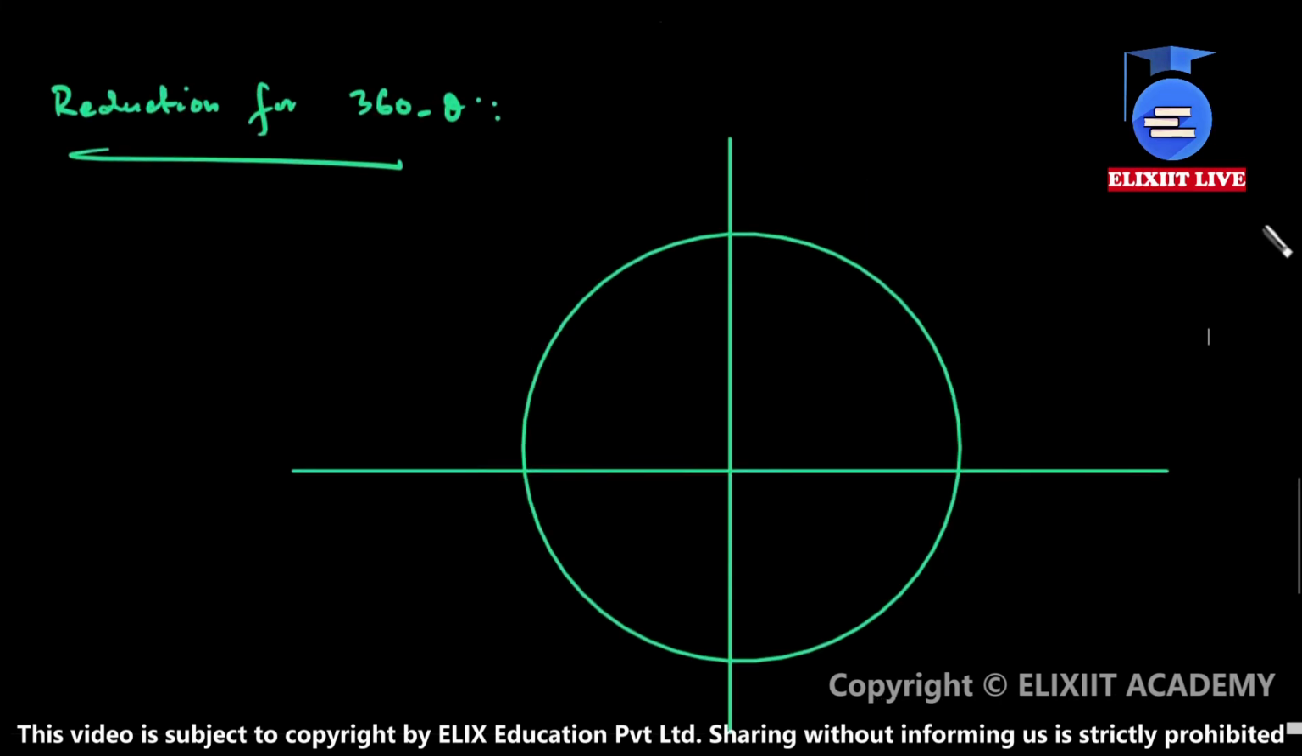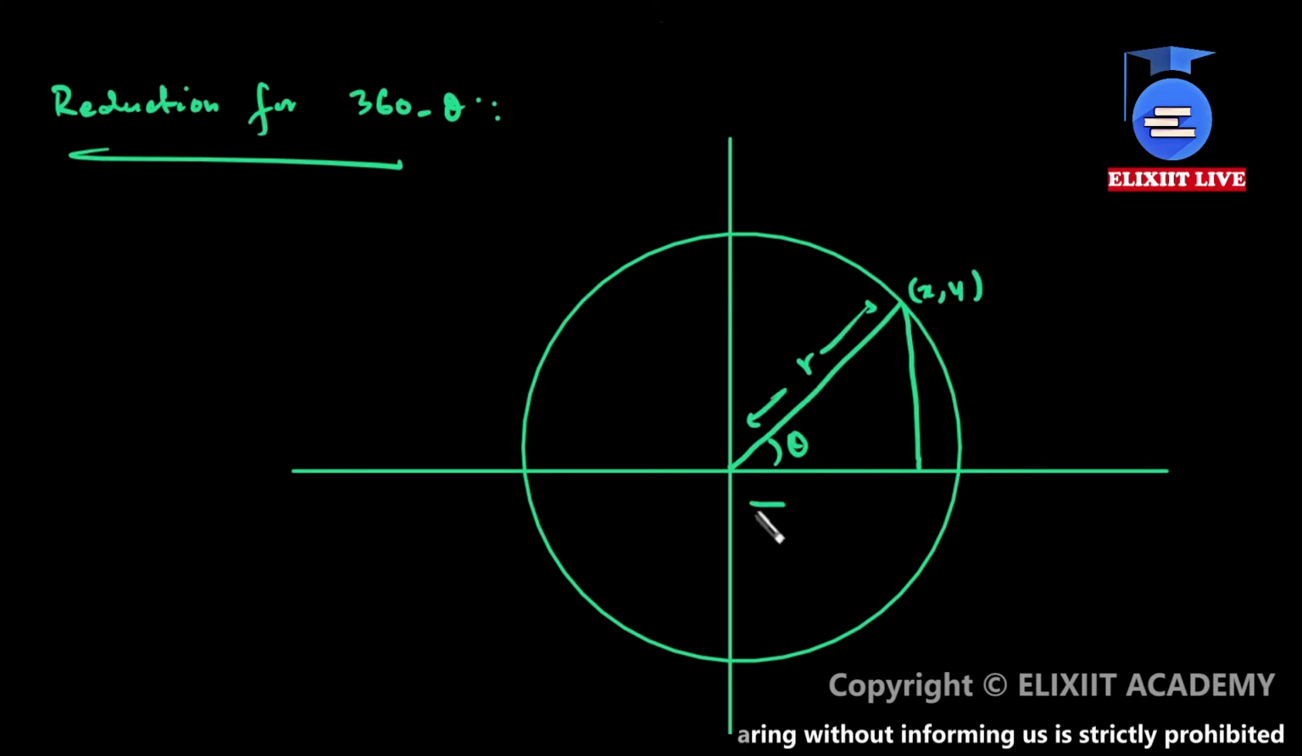Now come down to this: 360 minus theta, or 2 pi minus theta. First locate the angle. This is your radius in the first quadrant. You take the triangle in this manner. This is actually your theta. The coordinate is x comma y. This is the radius, this is the x coordinate, and this is the y coordinate.